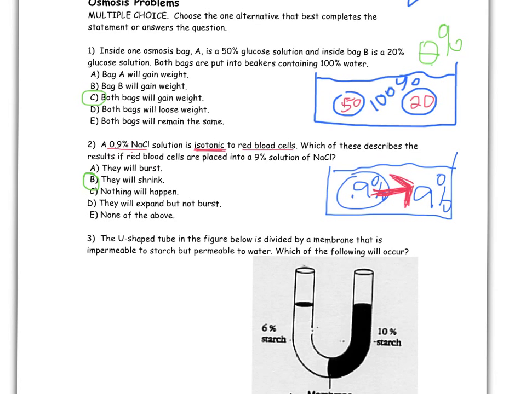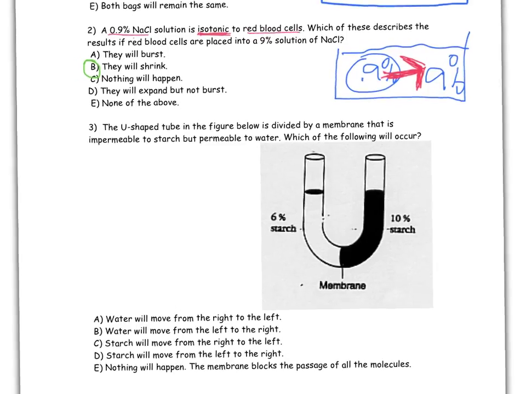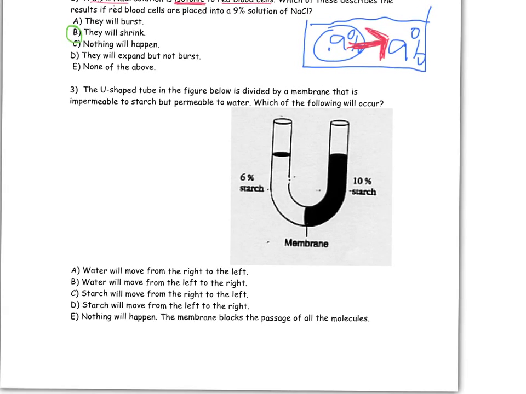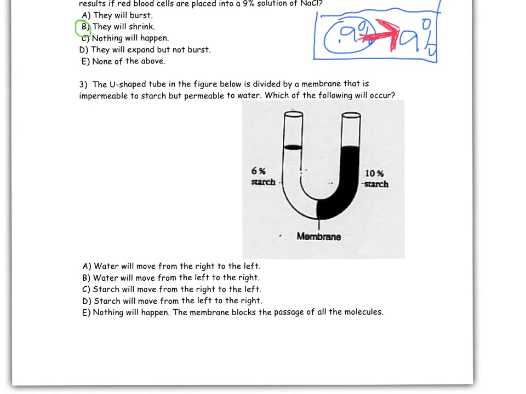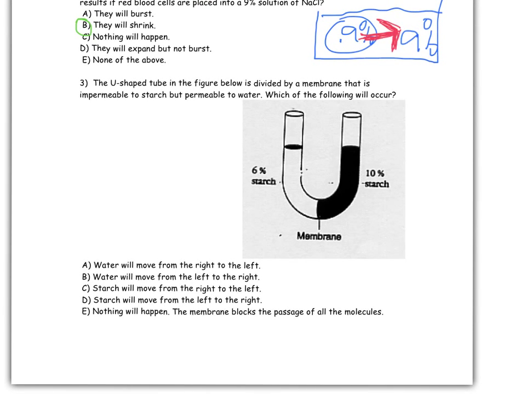And each of these questions is going to be the same over and over again. So it's an interesting little experiment here. If you have the U-shaped tube. So here's water. Obviously, water is a solution. And on this side, you have 6% starch. This is 10% starch. And this membrane allows water through, but not starch.